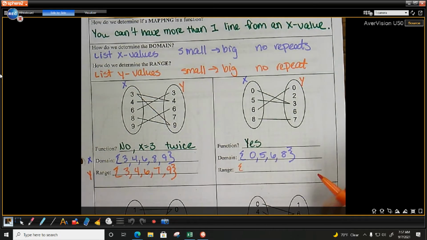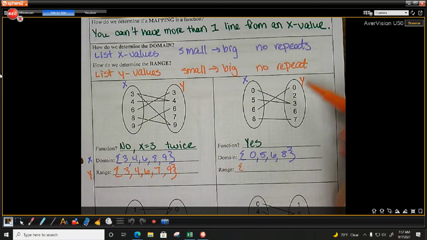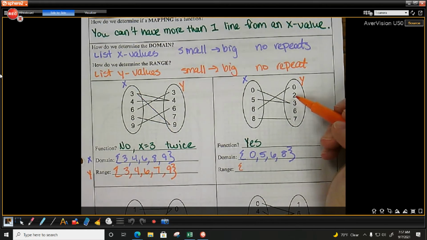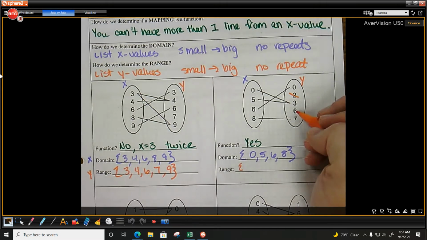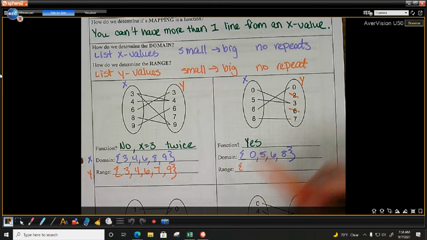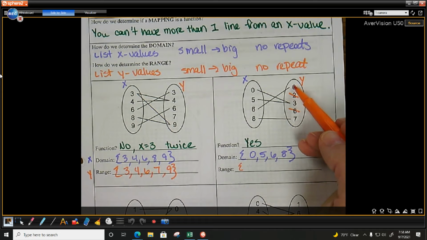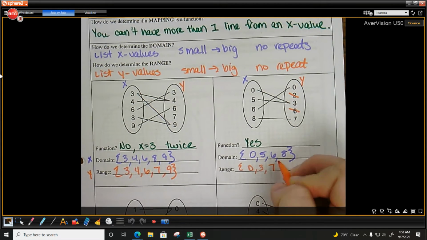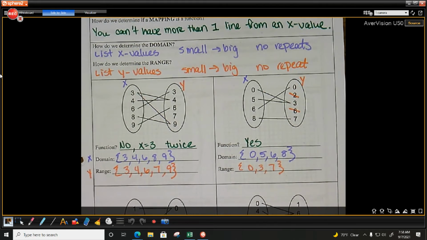Okay, this is tricky, guys. Don't just list out all the values. Is there a line that goes to this 2? No, you don't have a y value of 2. Is there a line that goes to this 6? No, so you don't have a y value of 6. Do you have a line going to the 0? Yeah. Do you have a line going to the 3? Yeah. Do you have a line going to the 7? Yeah. Okay, so we're only listing out the values that we have lines going to. They tried to trick you. How cruel.